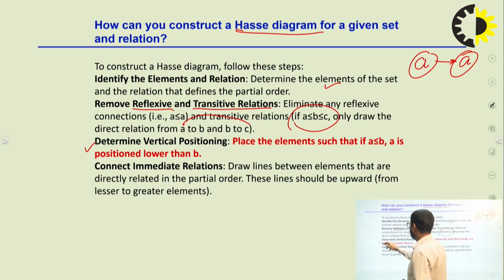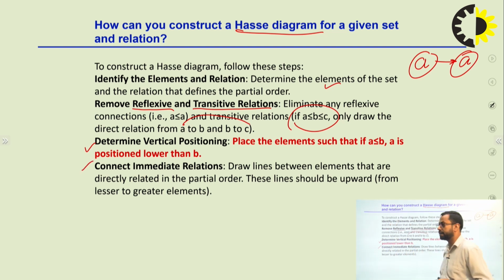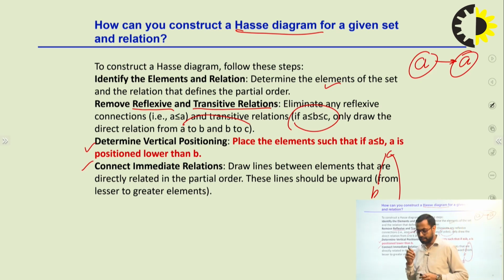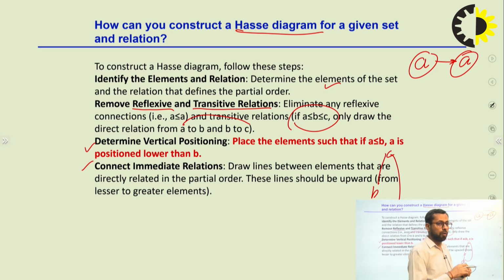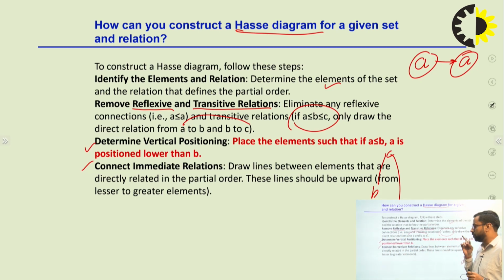So next one is to determine the vertical position. That means place the elements such that if A is less than or equal to B, then A is positioned lower than B. We already discussed this. Connect immediate relations. That means let's suppose A to B and B to C connections are present, then we will use firstly A to B, then B to C. That means we will avoid the A to C connection. So whatever is present in the given question, we will use as it is without transforming it in a different way, but we avoid the reflexivity, that means the self loop, and the transitive relations.